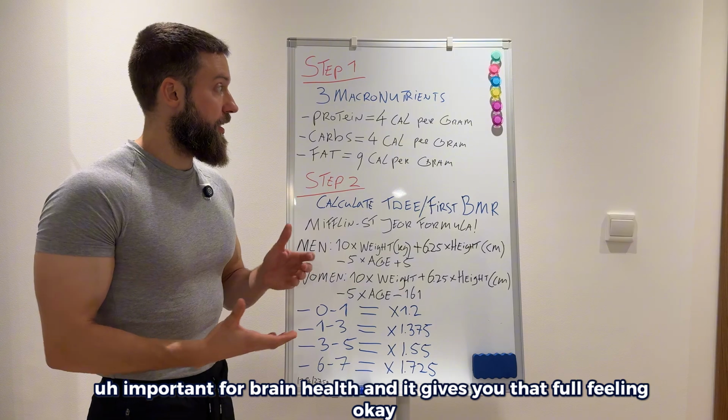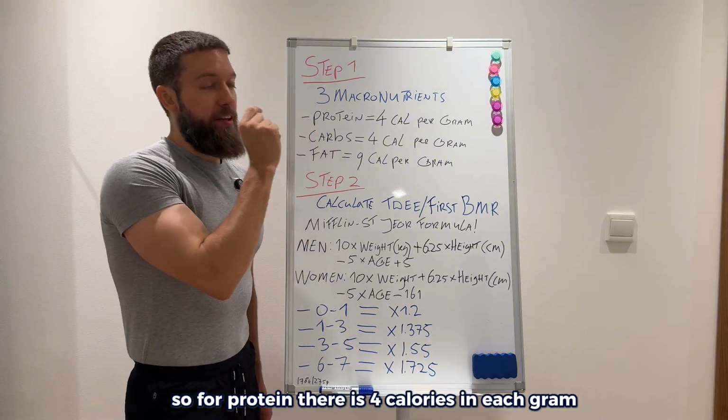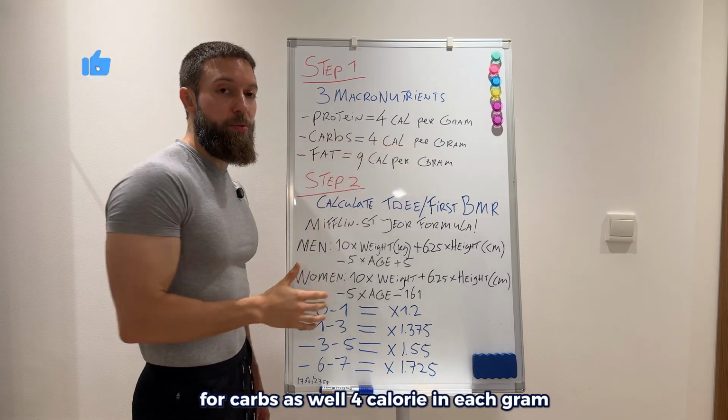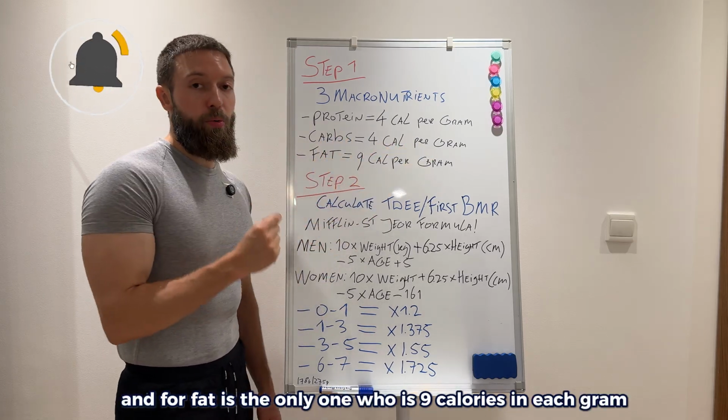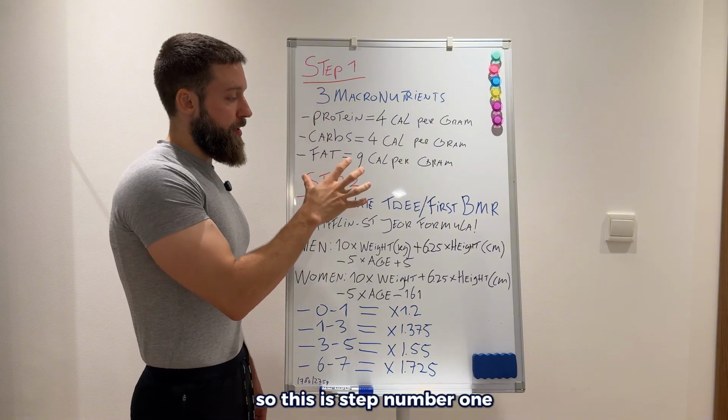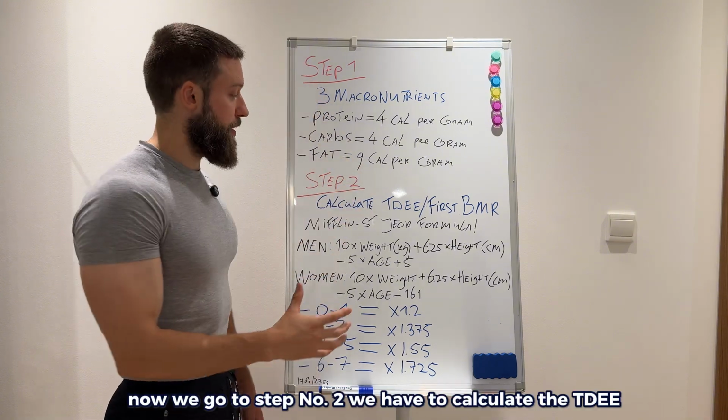Okay, so for protein, there are 4 calories in each gram. For carbs as well, 4 calories in each gram. And fat is the only one with 9 calories in each gram. So this is step number 1. Now we go to step number 2.